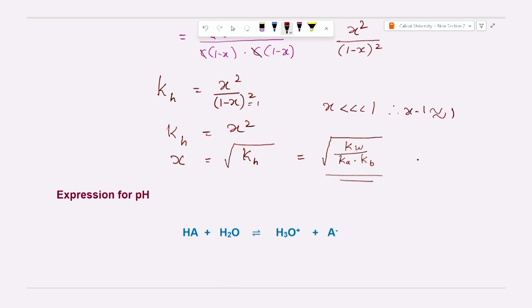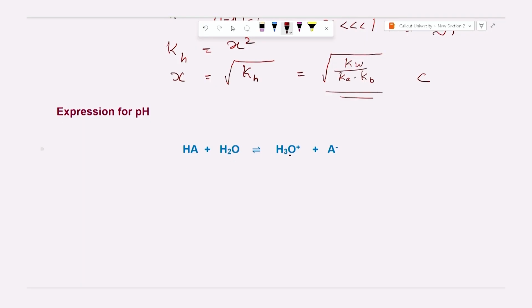It does not involve the concentration term, and therefore, hydrolysis of a salt formed from a weak acid and a weak base is independent of the concentration, point to be noted. Okay. In the other two cases, concentration determines the degree of hydrolysis.